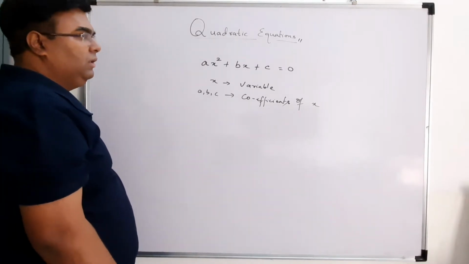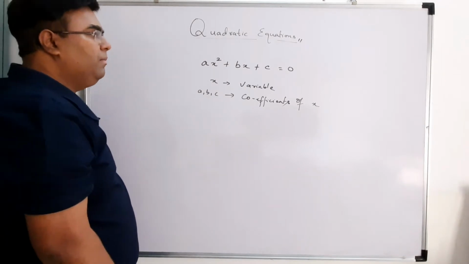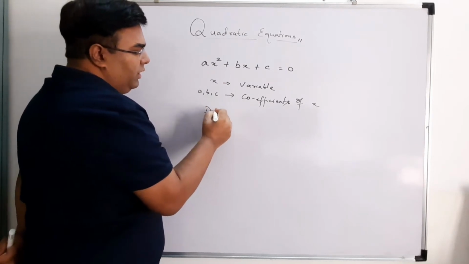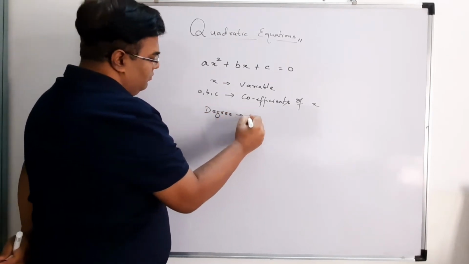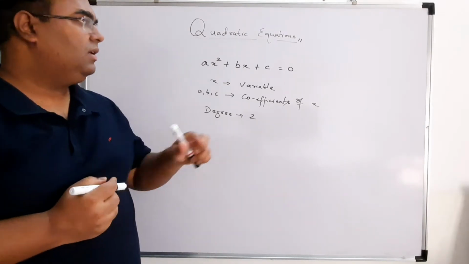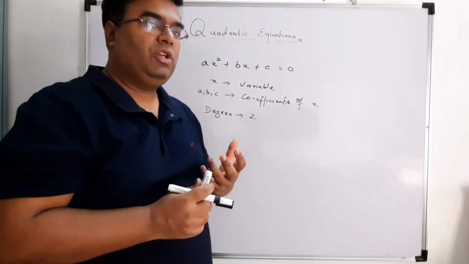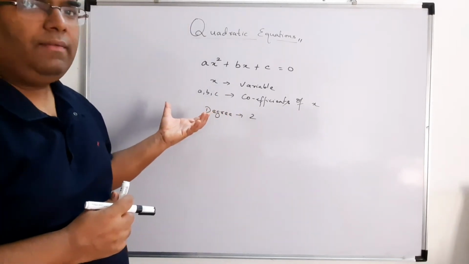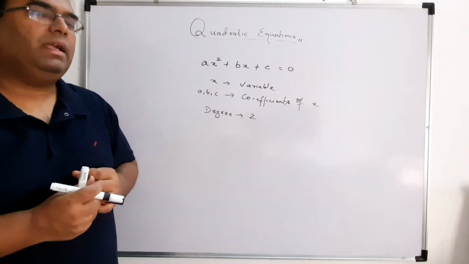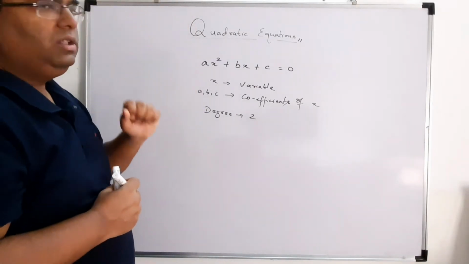right? So the degree is the highest power of the variable. So the variable here is x and the highest power is 2. So degree is 2. So whenever an equation, meaning an equal to sign is there, right? Whenever there is an equation which involves a variable with the highest power 2 or degree 2, we can say that it is a quadratic equation. So this is my general formula.